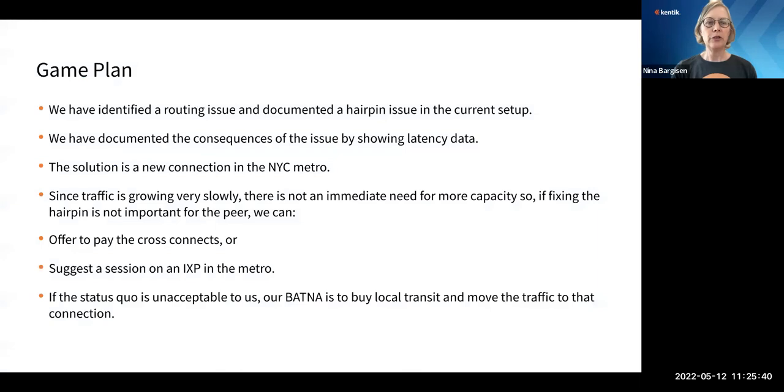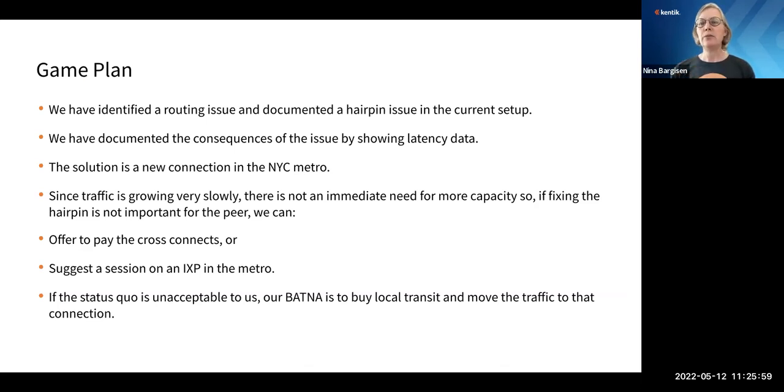So, conclusion, we have a game plan. We have identified a routing issue. We have documented it. We have documented the consequences. We can see there's a lot of hops. There might be a higher latency going that way. And the solution would be a new connection.